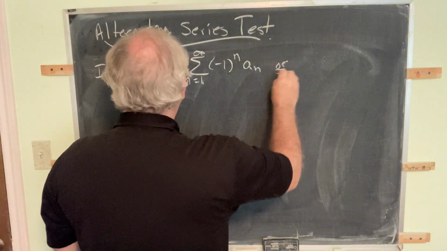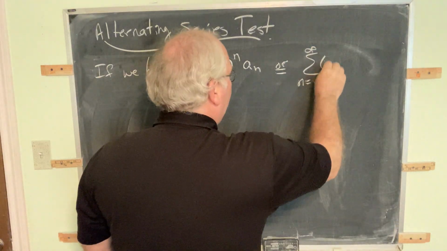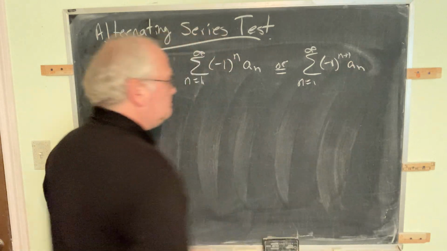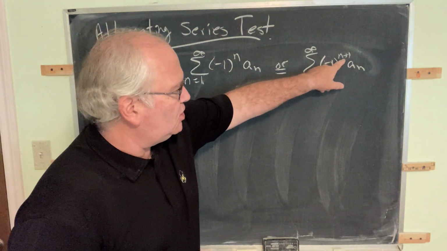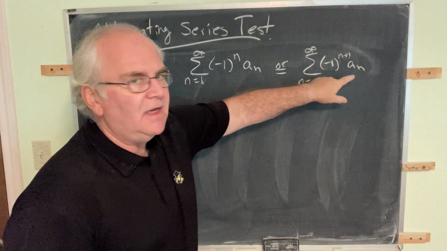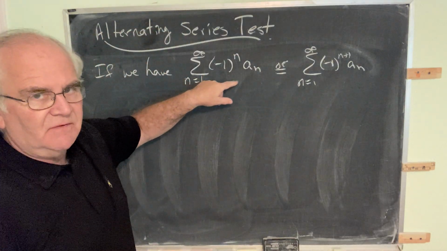But it also applies if we have -1 to the n plus 1. Now, why is that different? Well, because when n is 1, this is 2, so this vanishes. And so here the first term is positive, then negative, positive, negative. Here the first term is negative, then positive, negative, then positive.